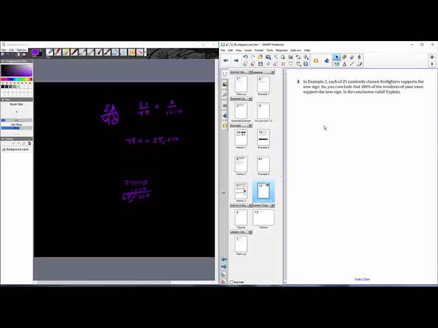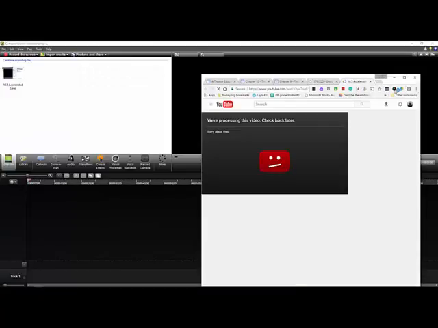And then finally, here's this one. In example 2, each of the 25 randomly chosen firefighters supports the new sign. So you conclude that 100% of the residents of your town support the new sign. Well, they're firefighters, so they care about safety more. So they're going to want the sign probably.